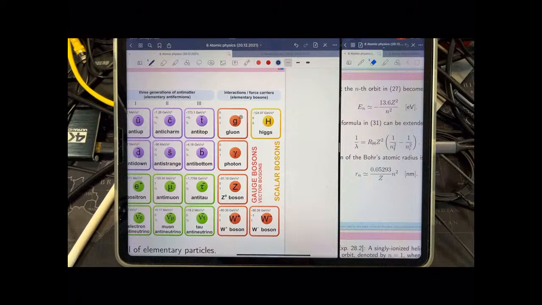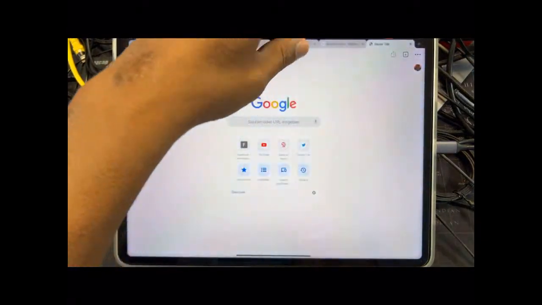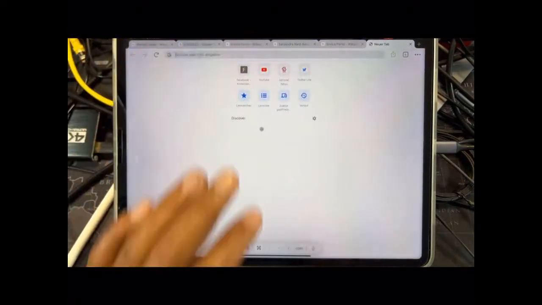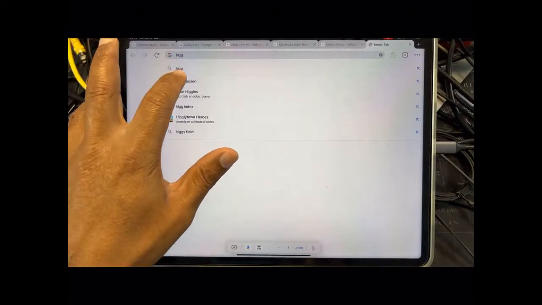Boson could be classified into two types, roughly speaking. The first one is called scalar boson. This is what the world has just found, Higgs boson. Higgs comes from the surname of this physicist, Higgs boson.